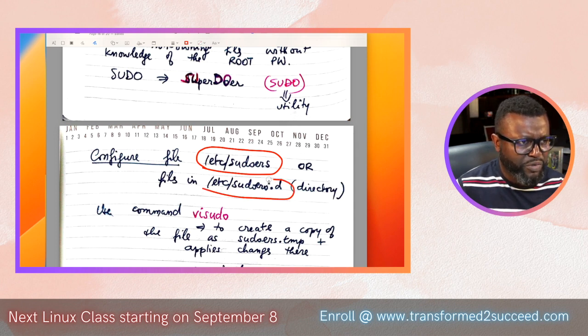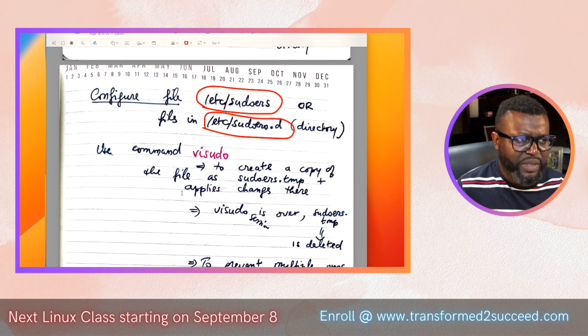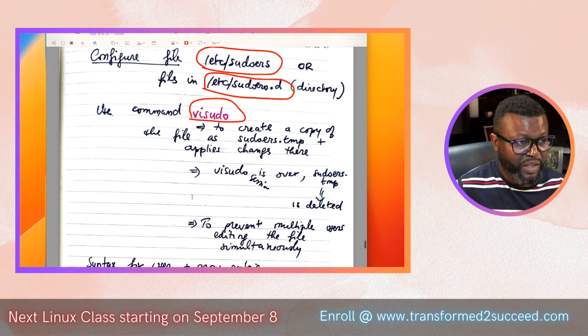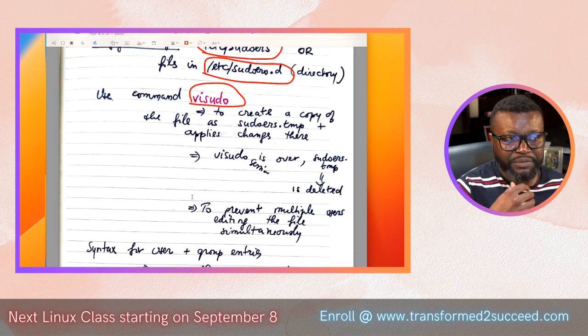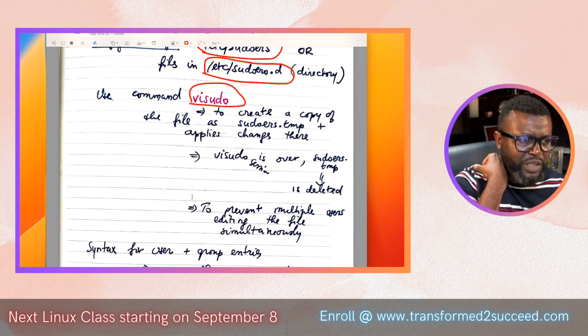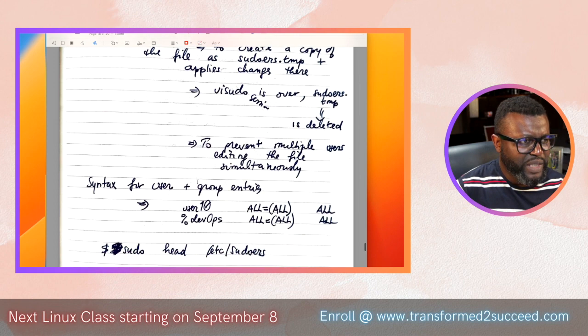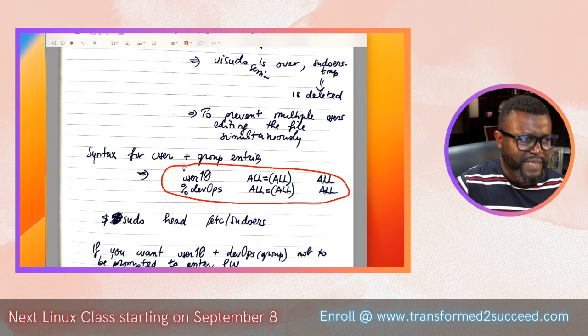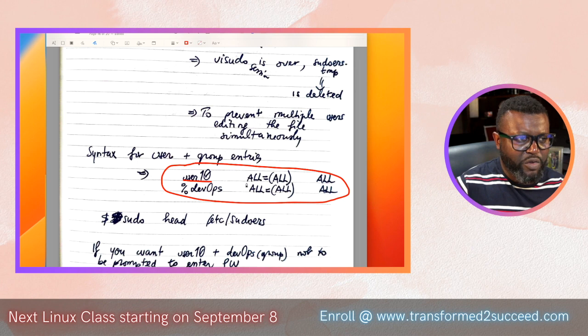And you can also find this in this directory. And some people can use this command here, the visudo, to create a copy of the file as sudoers.tmp and then apply the changes there. And this helps to prevent multiple users from editing the file simultaneously. And so the syntax, this is what you do when you get onto the /etc/sudoers. So you look, you modify. This is the syntax. So you have the user here, and then you add this.